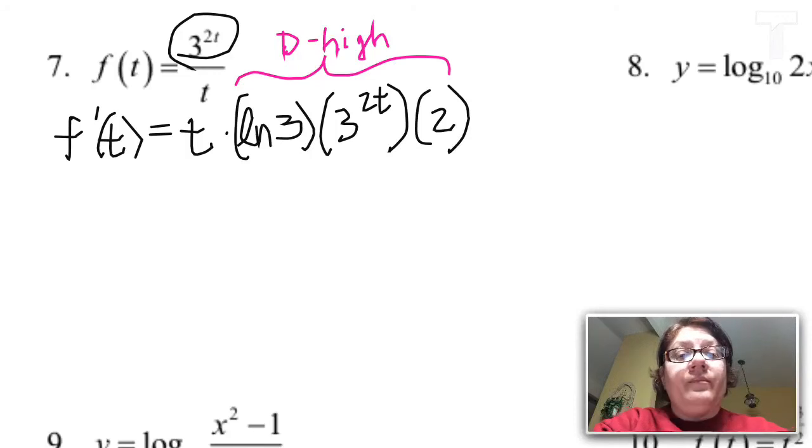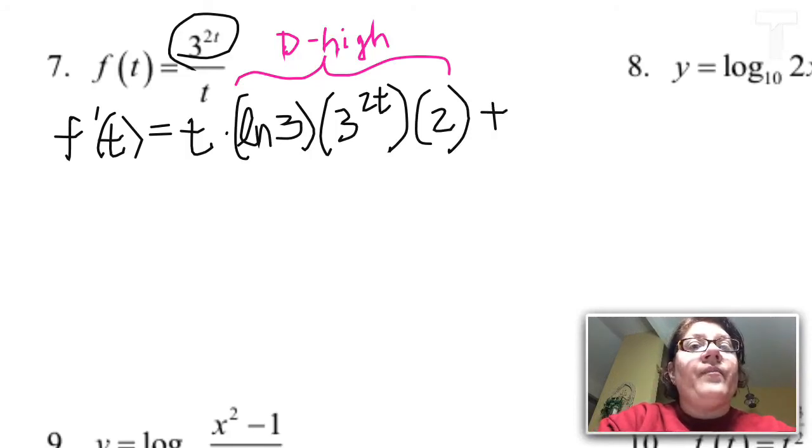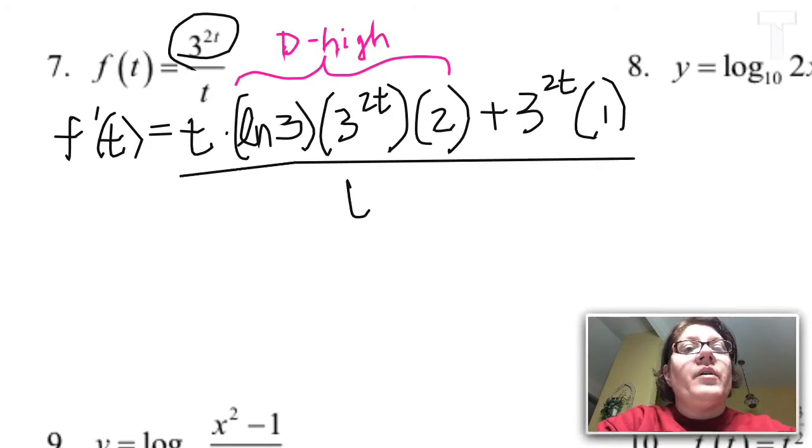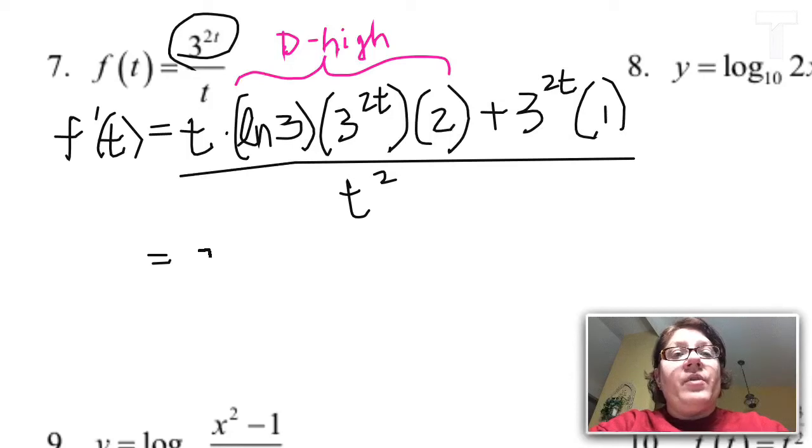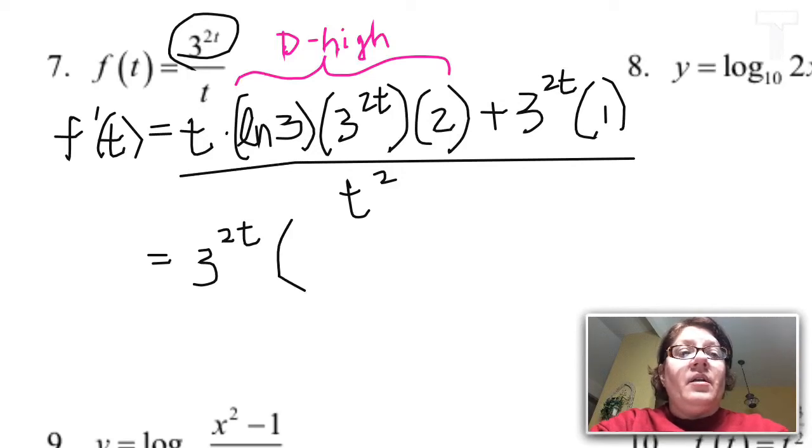And so then I have to do plus high d low all over low squared. And notice I have a 3 to the 2t in both terms at the top. I'll make me some brackets.